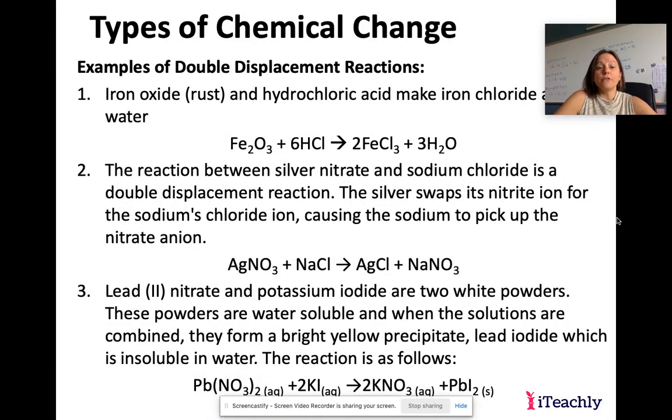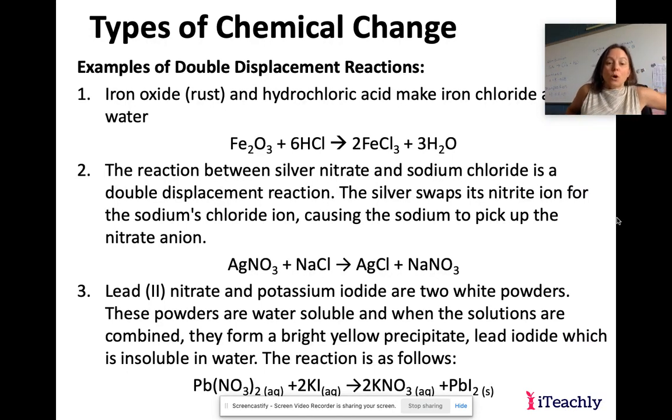So notice on the first one, the hydrogen and the iron are flip-flopping because iron chloride is a better arrangement than the hydrochloric acid. And then we're also getting water with it. So the second one, again, notice the silver and the sodium. We have salt and we have silver and nitrate. And so again, the sodium and the silver are flip-flopping positions to form 2 new compounds.